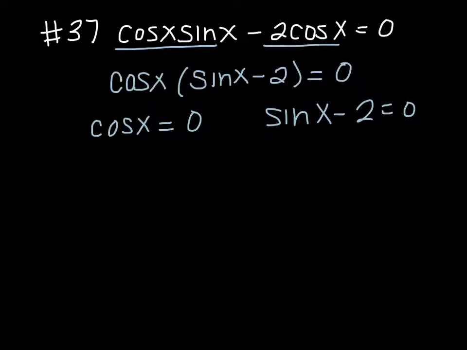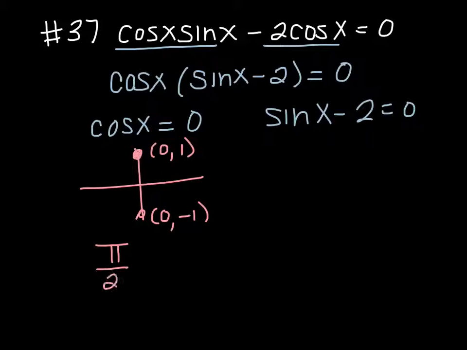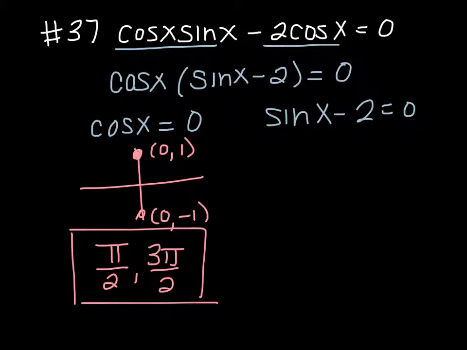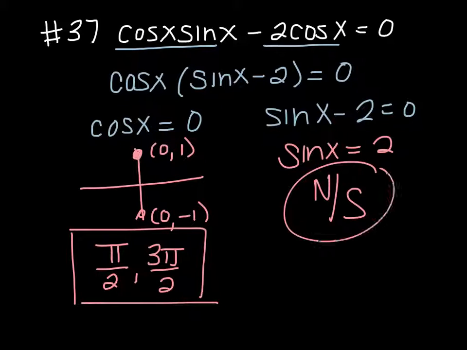On this first part, I want to know where does cosine equal 0? Well, cosine is 0 at the points (0, 1) and (0, negative 1). Therefore, my solutions on this first part are going to be pi halves and 3 pi halves. There's two answers. Sine of x equals 2. Well, the unit circle has a radius of 1, therefore there is no solution, since the y value is not in between negative 1 and 1.